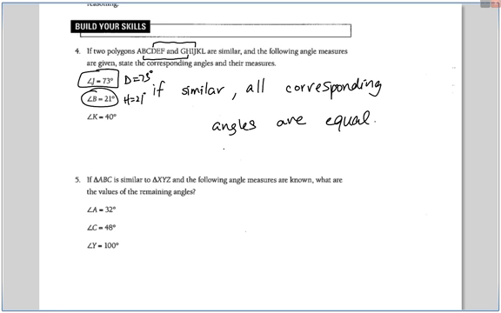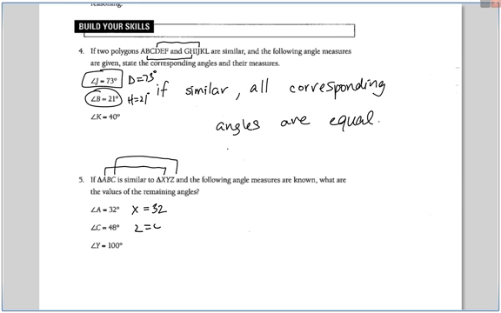Alright, so let's take a look at the next one. It's a similar question. A goes with X, so X is 32. C goes with Z, so Z is 48. These are degrees, so that must mean B, the last angle here, is also 100. Okay, so make sure you remember that all angles in similar figures are equal. The corresponding angles are equal.